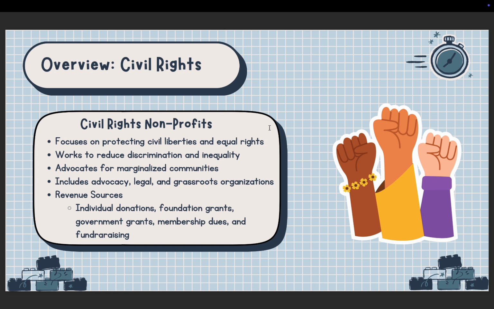These types of nonprofits focus on protecting civil liberties as well as equal rights. They work to reduce discrimination and inequality, advocating for marginalized communities. These nonprofits focus on advocacy, legal, and grassroots organization. The majority of their revenue comes from individual donations, foundation grants, government grants, membership dues, and even fundraising.